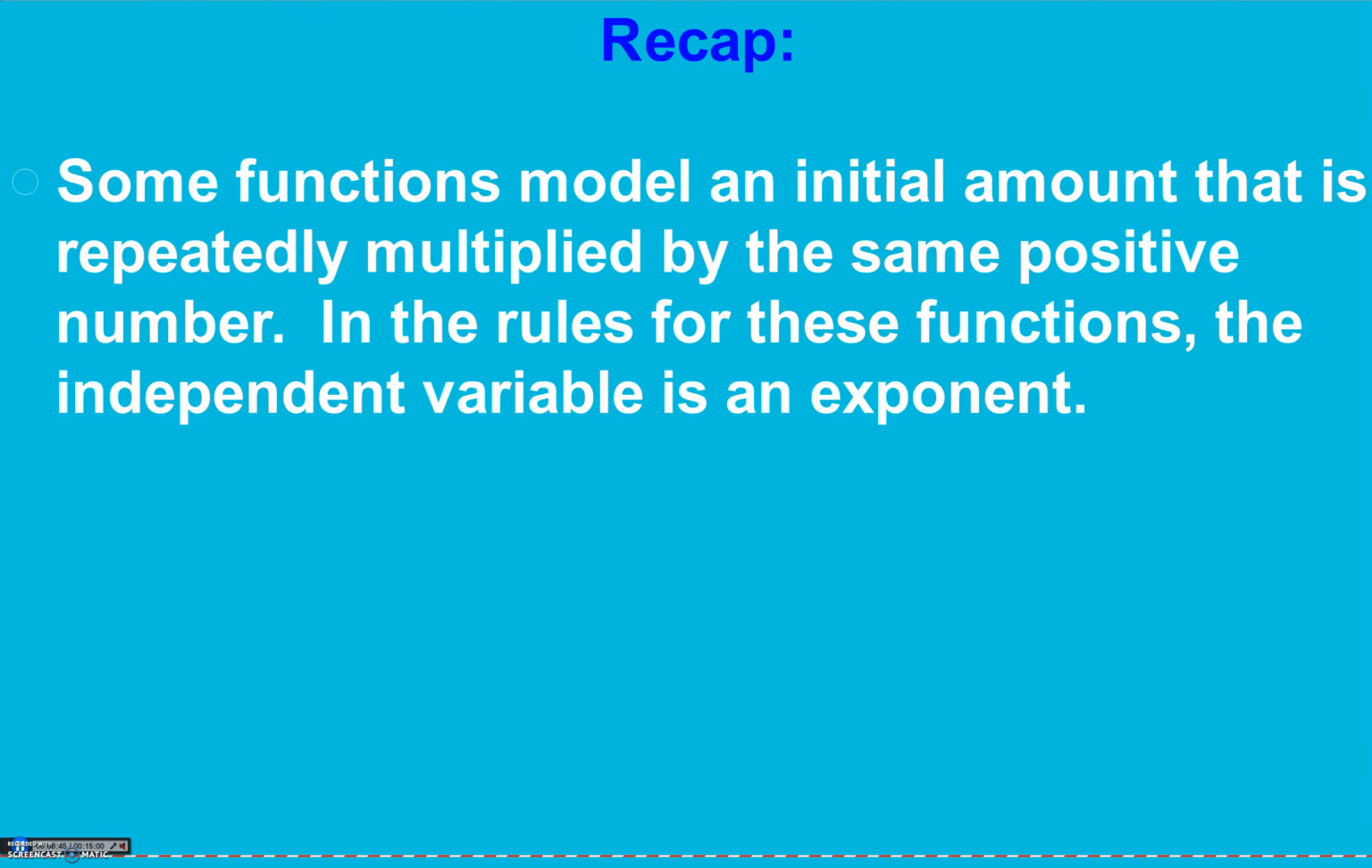Real quick recap here for section 7.6. Some functions model an initial amount that is repeatedly multiplied by the same positive number. In the rules for these functions, the independent variable is an exponent. And that's all I have for section 7.6.